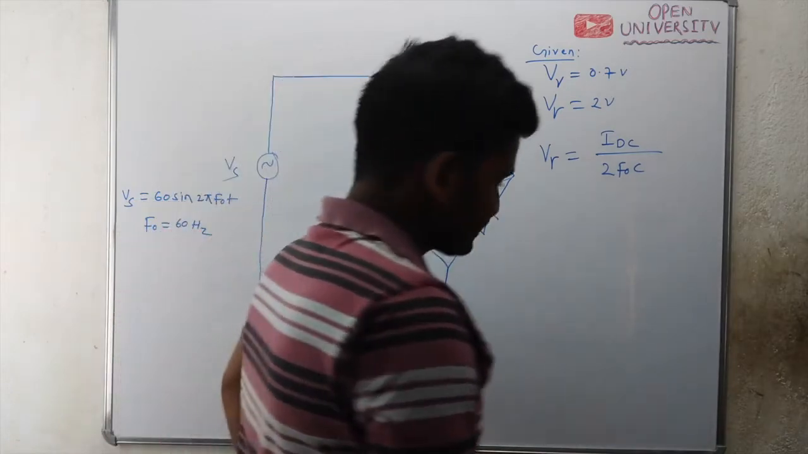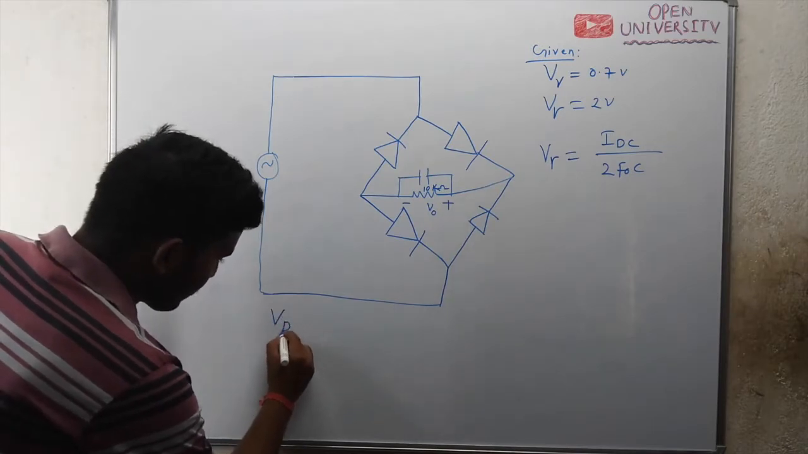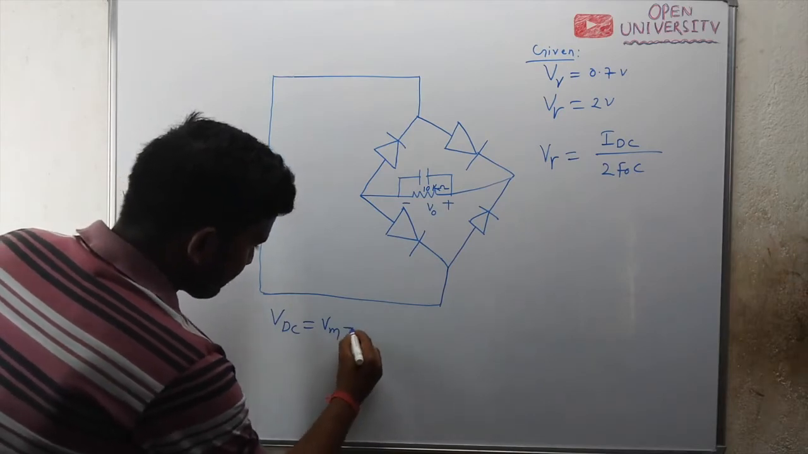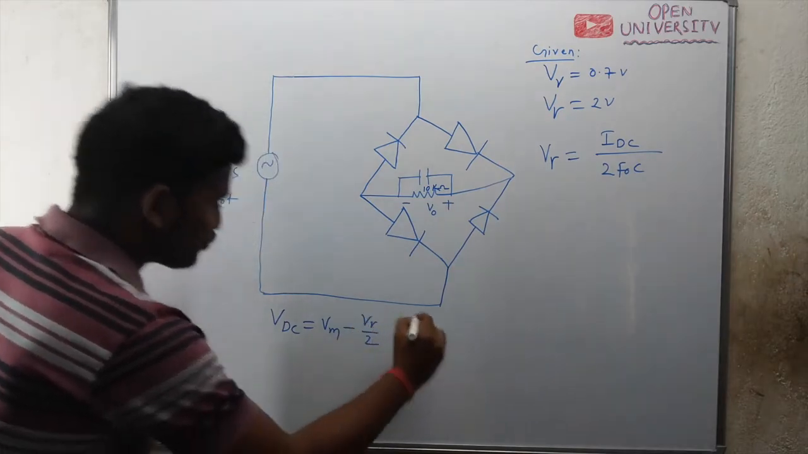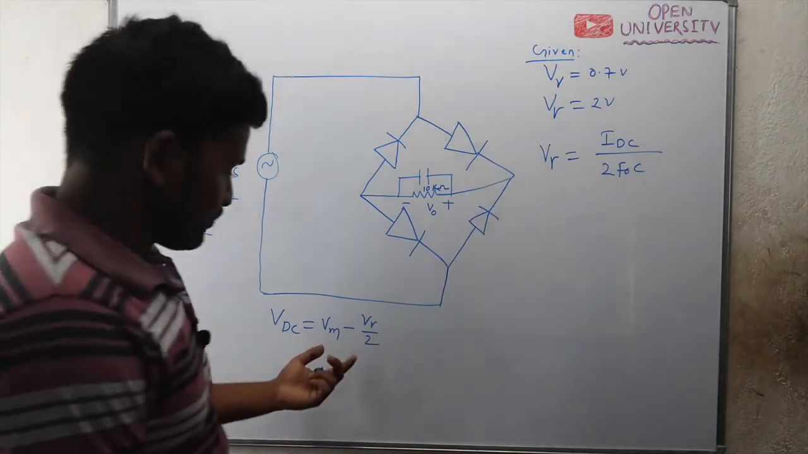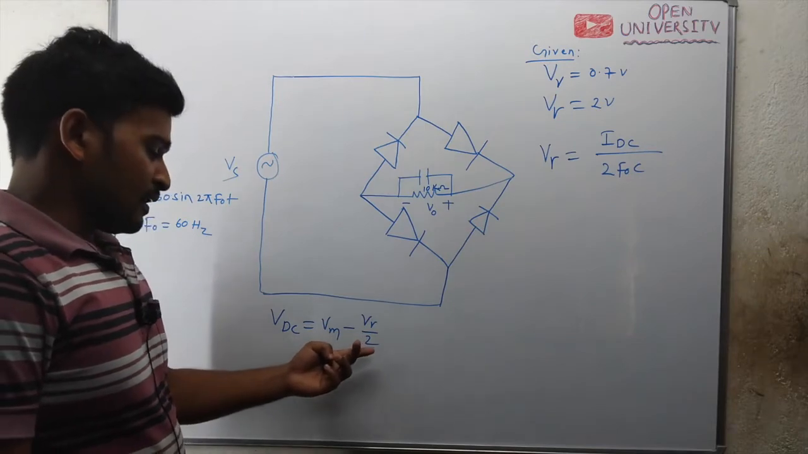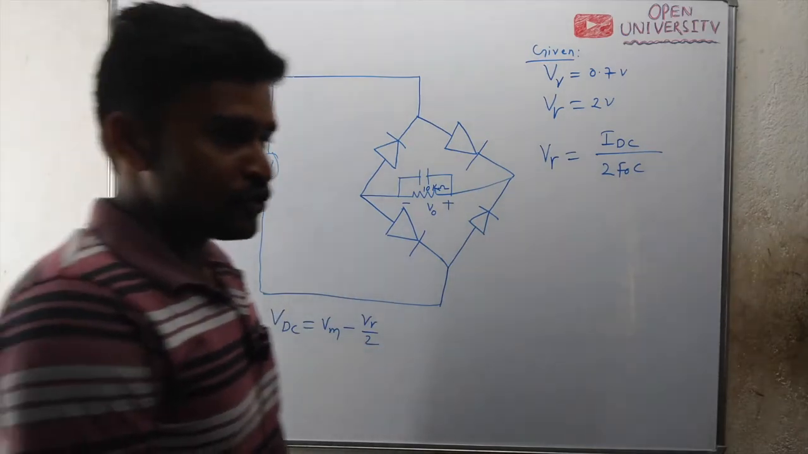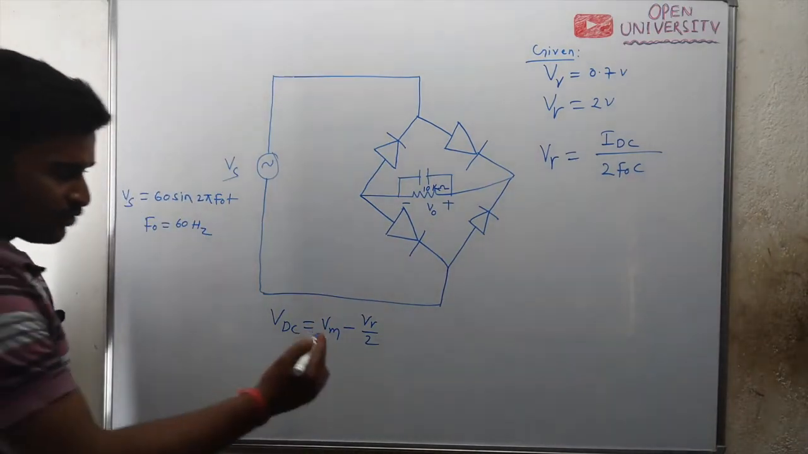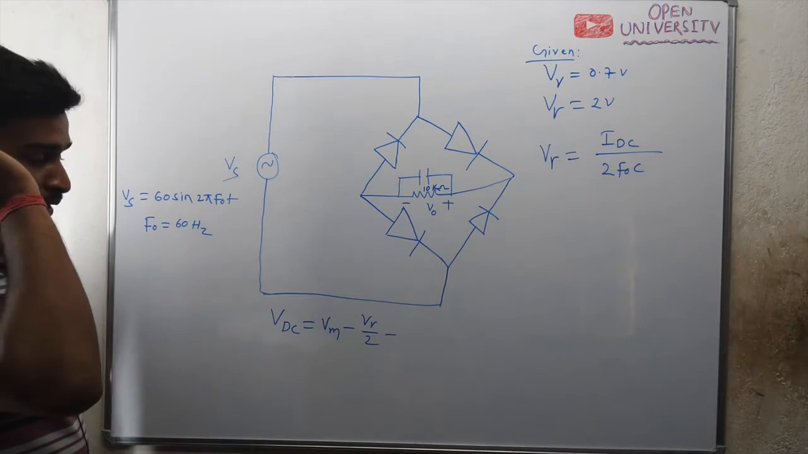How to get IDC? What was the VDC formula? The VDC formula was Vm minus VR by 2. This formula is useful if diodes are ideal. Whether it is a half wave rectifier or full wave rectifier, this formula will be applied if diodes have zero cut-in voltage, or if diodes are ideal. If diodes are not ideal, then the cut-in voltage will be considered.